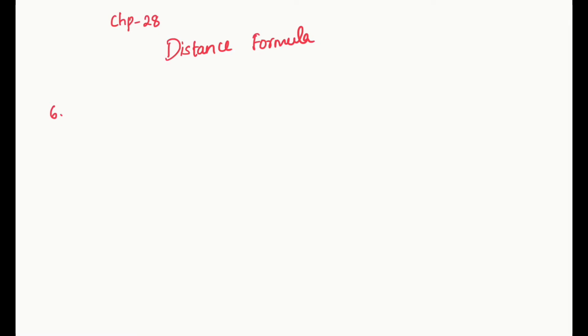A point A is at a distance of root 10 units from the point (4, 3). Find the coordinates of point A if its ordinate is twice its abscissa.